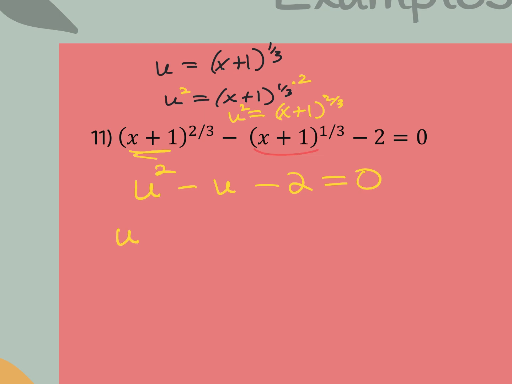This will factor into, the signs have to be different, u minus 2 and u plus 1. Because negative 2 times positive 1 is negative 2. And then when I add them, I get negative 1 in the middle. To know when you can actually use the U substitution, it's when that middle term is something you can square and make it the first term. And again, it's going to take practice.